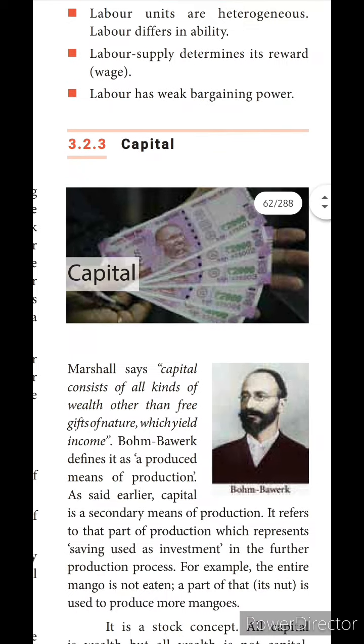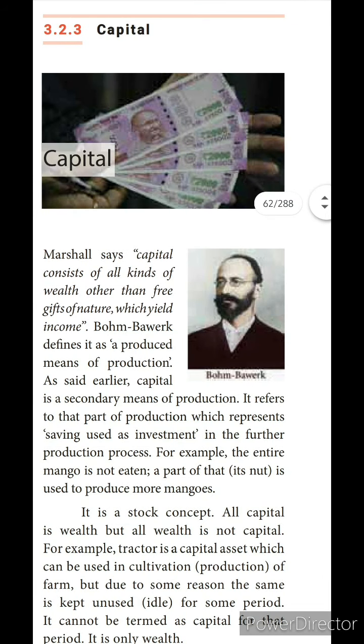Next we will move on to capital. What does Marshall say about capital? Capital consists of all kinds of wealth other than free gifts of nature which yield income. That means everything other than the gifts of nature comes under capital, which we are able to use to yield income. That only they are saying as capital.